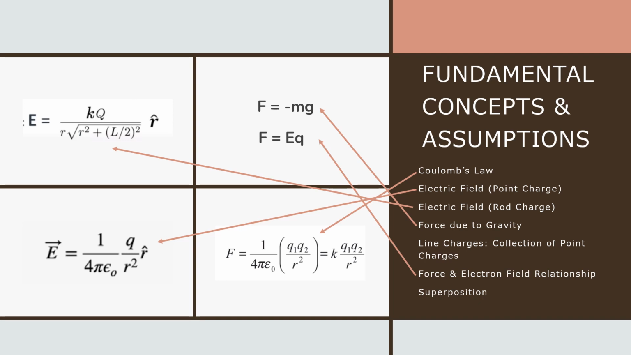We also have the force of gravity, which is F equals negative mg, where g in this case is a magnitude, so it is 9.81. And we also have the force and electric field relationship, which equate to each other. We're going to use superposition to figure out what the electric field is for the rod.